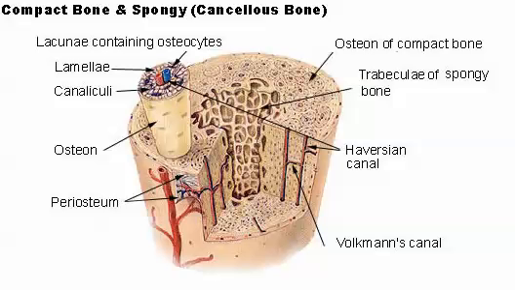Tiny canaliculi radiate around the lacunae and provide a route for ingress of nutrients and oxygen on the one hand, and egress of wastes and carbon dioxide on the other.